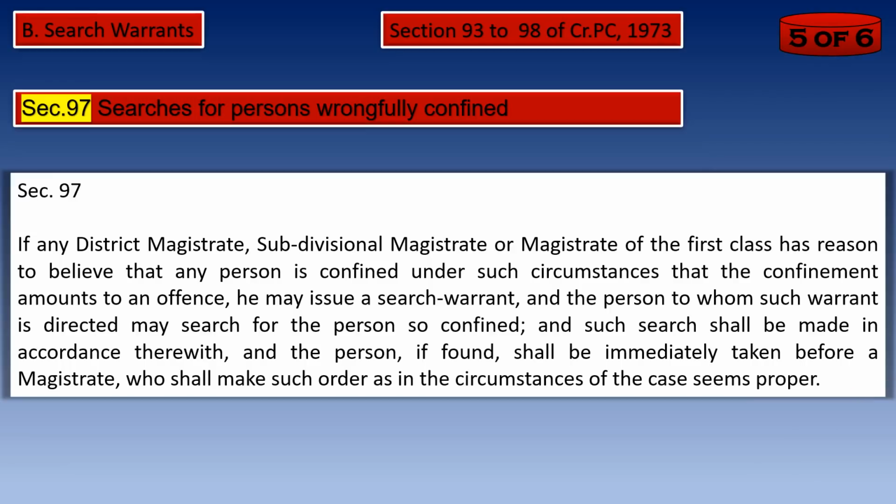Section 97 is explaining to us that a district magistrate, subdivisional magistrate or a magistrate of first class has the power to issue a search warrant for a person whom the court believes might be wrongfully confined in that place. The place can be a workplace, office, shop, even a house.